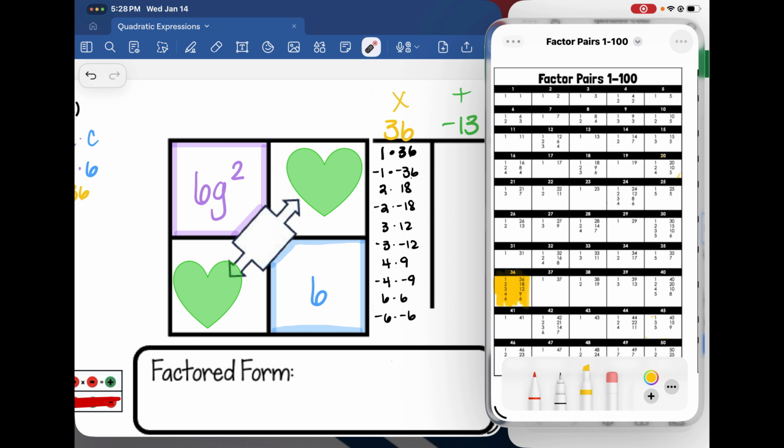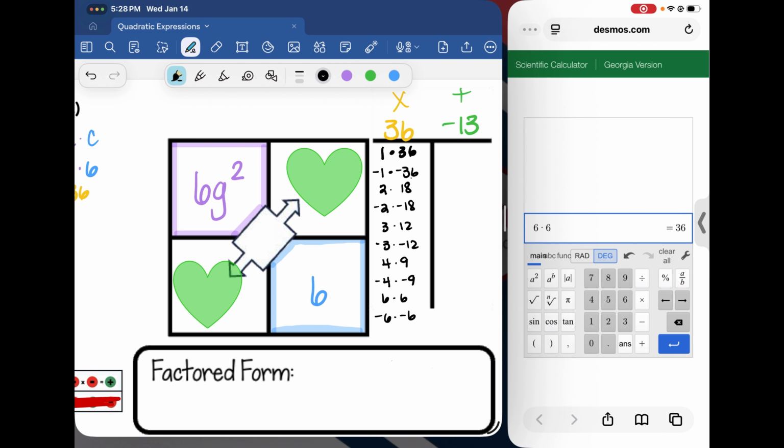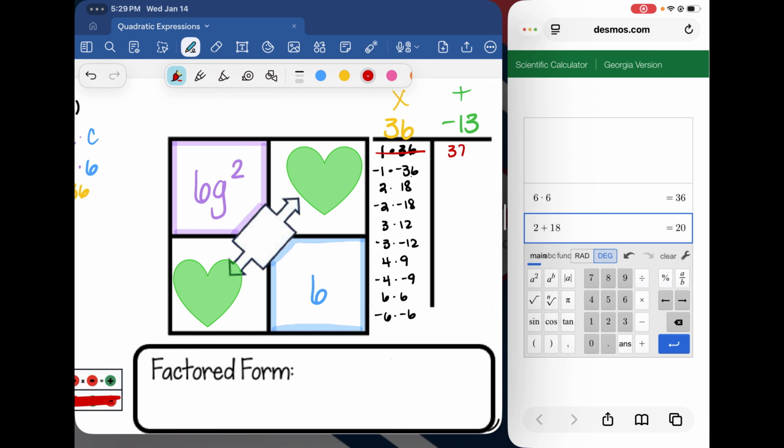So if I add 1 plus 36, what do I get? I get a positive 37. Well, I can't use those because I want it to be a negative 13. What about a 2 plus an 18? Well, that gives me 20. I want it to be a negative 13, because negative 2 plus a negative 18 gives me a negative 20.